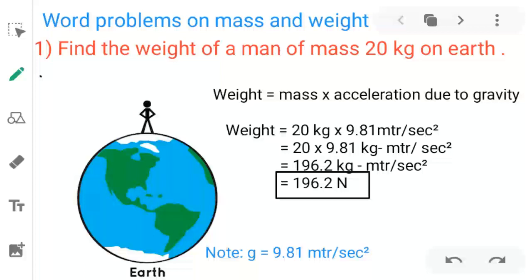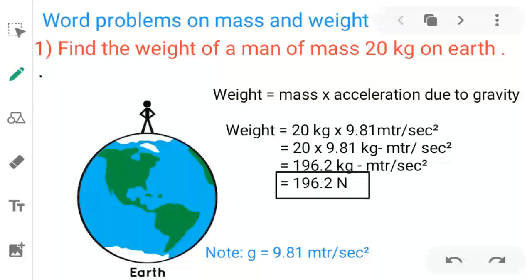Students, in continuation of the chapter mass and weight, in this video I am going to give you some simple problems of finding mass or weight or gravitational force of different planets. Mass is constant all over the place, but weight differs from place to place depending on the gravitational force. That concept we have to keep in mind before solving this type of problems.